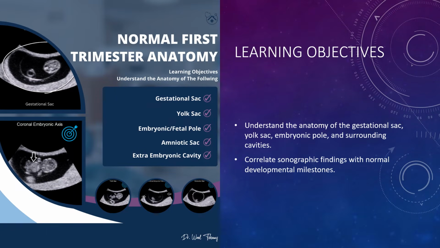By the end of this lecture, you will be able to confidently recognize and understand the anatomy of key first trimester structures, including the gestational sac, yolk sac, embryonic pool, and the surrounding cavities. You'll also learn how to correlate these sonographic findings with the expected developmental milestones, allowing for accurate assessment of early pregnancy progress and identification of normal versus abnormal patterns. Let's dive into the anatomy step by step.